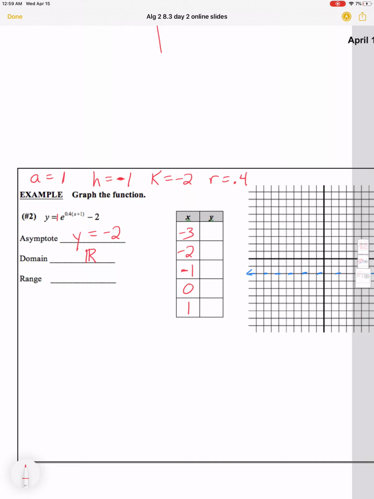All right, and if we graph this, when you plug in +1, you would do e to the 0.4 times 1 plus 1. And you probably will have to do a double parentheses, and then you'll do -2 at the end. So when you plug that in, I would probably have to do double parentheses there. And when you put that in, you should get 0.2.